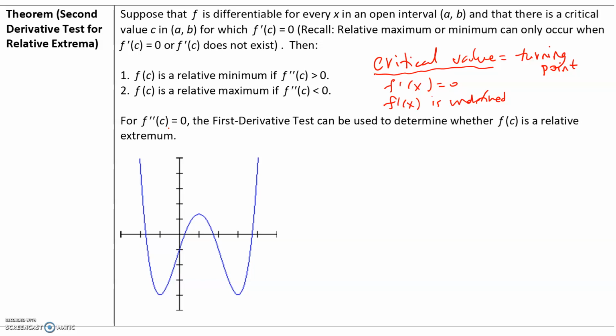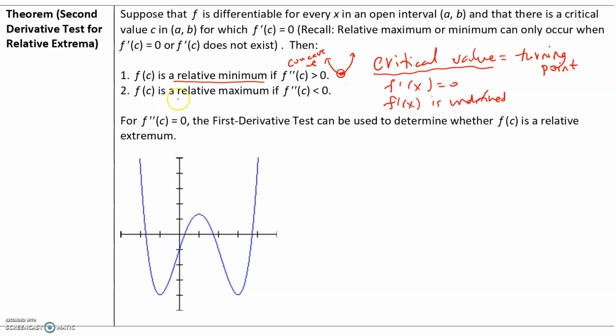Here's what the theorem says. That critical value is a local minimum if f double prime of c is greater than 0, which means it's concave up. Concave up is a U shape. So if you have a U shape, that means we're going to get a local minimum. So it's a relative minimum if f double prime of c is greater than 0. If the function is concave up, then that critical point is going to be the local minimum.